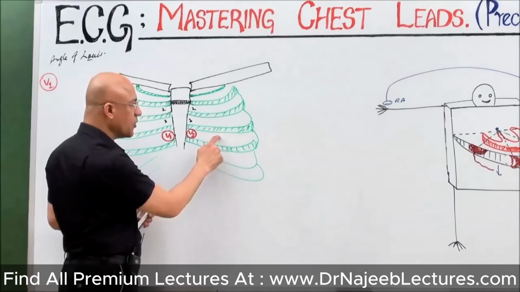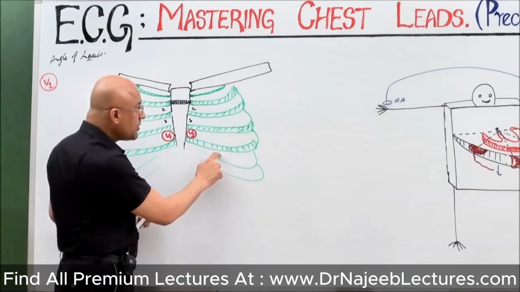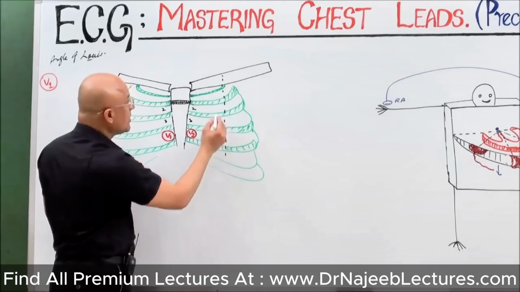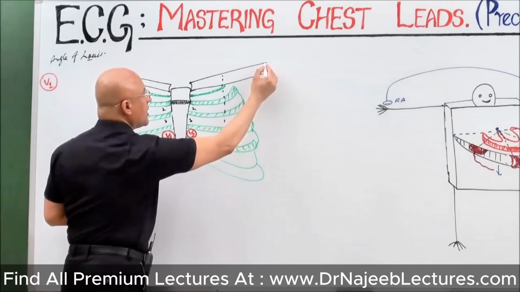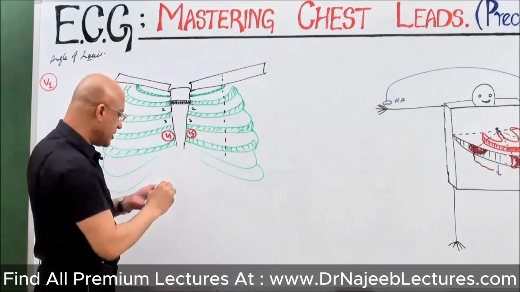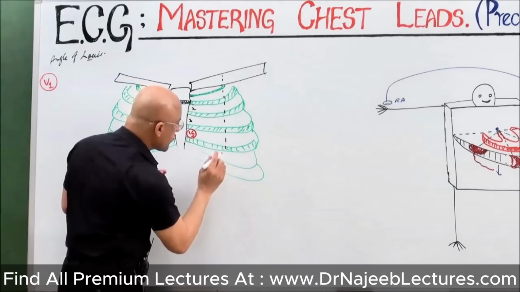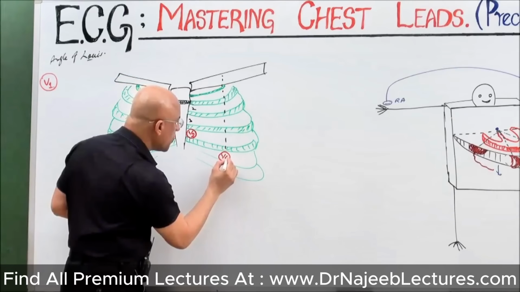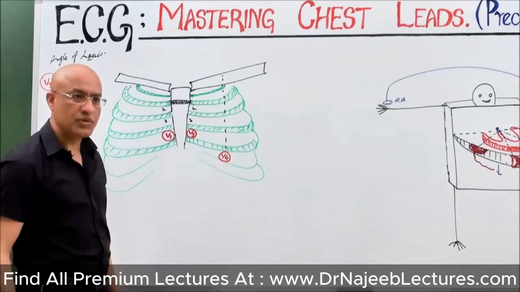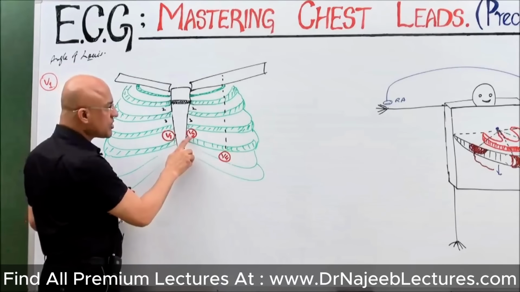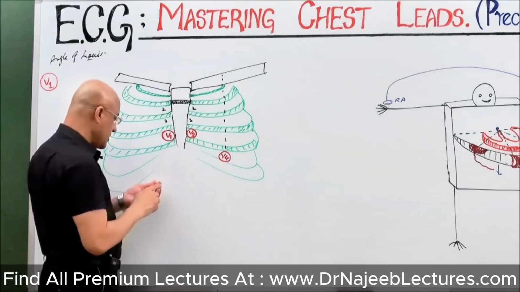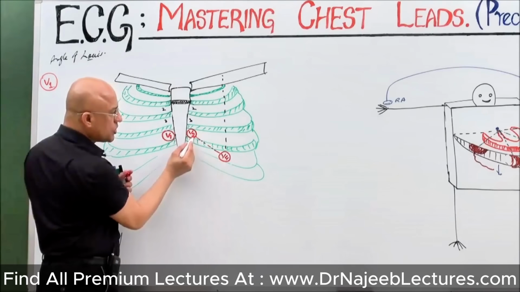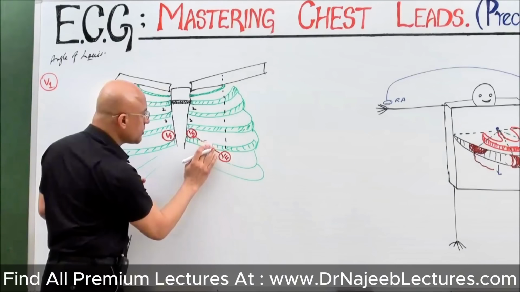This was 4th, this is 5th. 5th intercostal space in the mid-clavicular line. This is the supposed mid of the clavicle. Mid-clavicular line. So at this point, you will put the positive electrode and record V4. And to record V3, we will place the electrode midway between the position of V2 and V4. So here should be the position for V3.